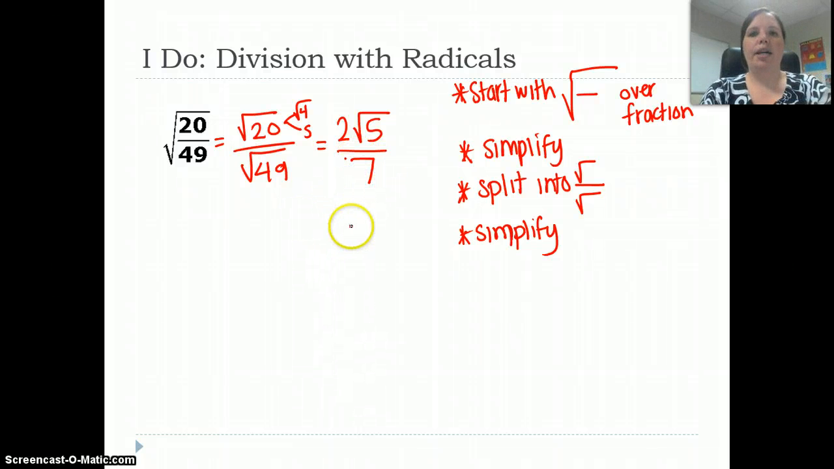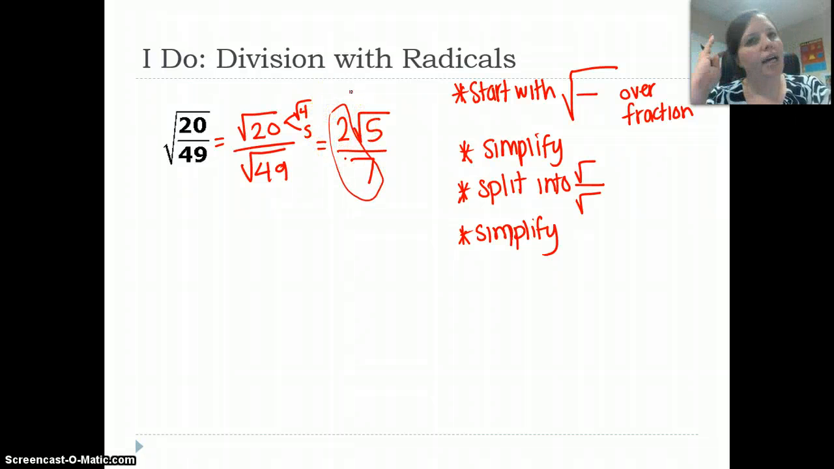Now, if I were able to simplify here, the only place I could simplify would be the numbers outside of the root. Division cannot occur with a number in a root divided by a number out of a root, or the opposite. You can only divide within roots or outside, just like the multiplication.